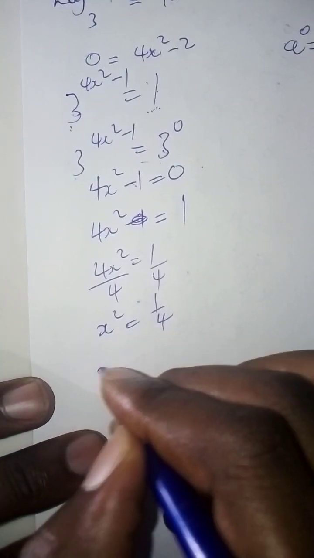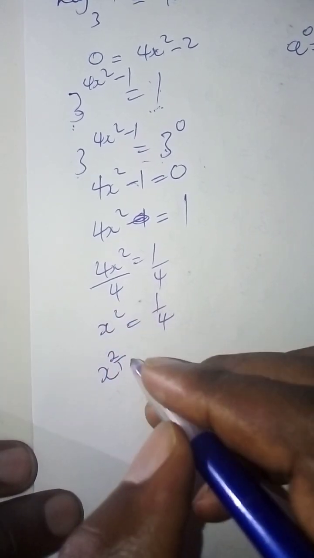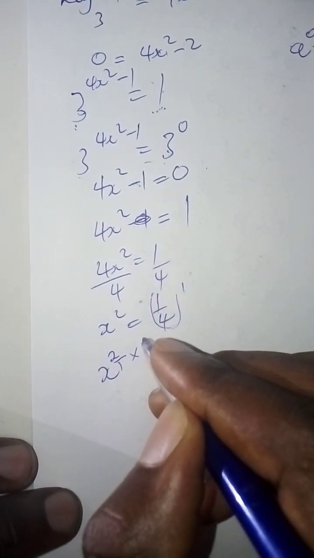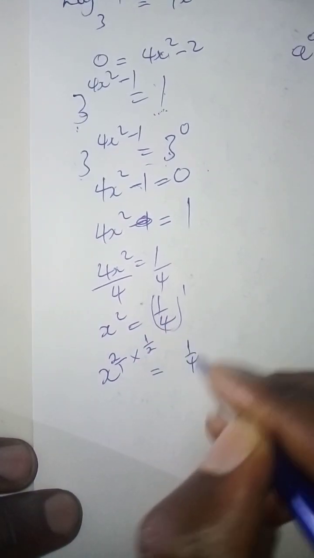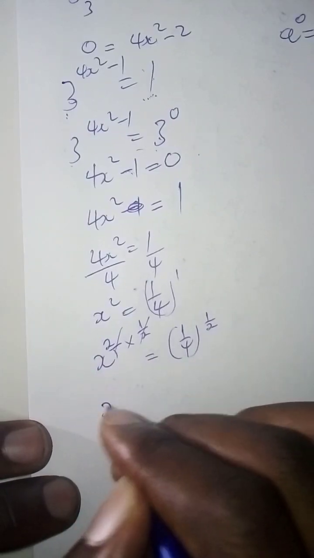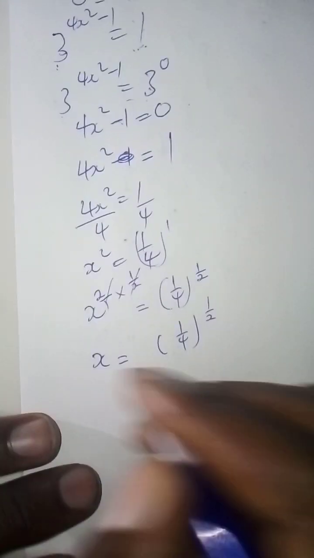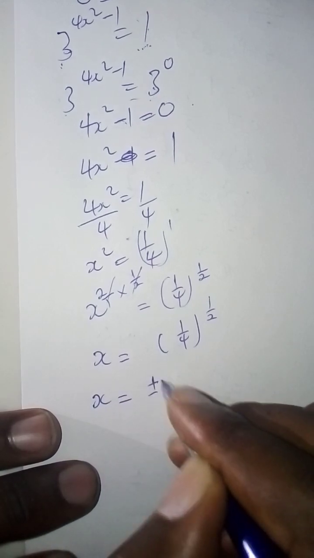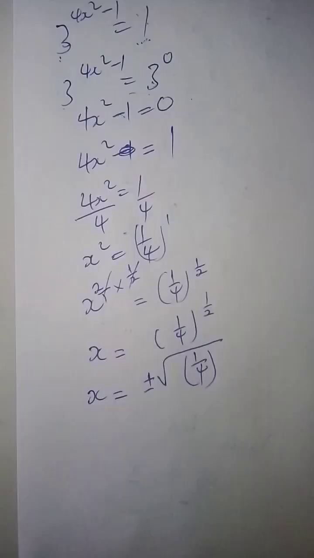So now from here, how do we remove this 2? You're going to multiply both of your exponents by the inverse of the original. So now this means that you're multiplying by 1 over 2, so these will cancel out. Now you're left with x is equal to 1 over 4 to the power of 1 over 2. So you can write this as a square root and say it's equal to plus or minus the square root of 1 over 4. Then you're done.